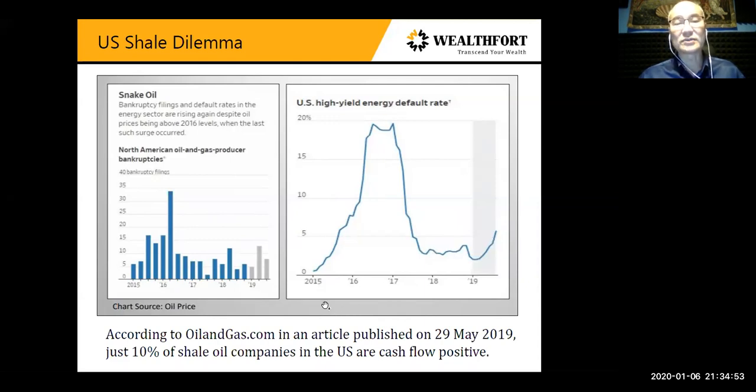Now, according to oilandgas.com, in an article published 29 May 2019, just 10% of shale oil companies in the US are cash flow positive. And the worst thing is, even when they are cash flow negative, they continue to borrow money and then they buy back their own shares. That is US corporations for some of you all.